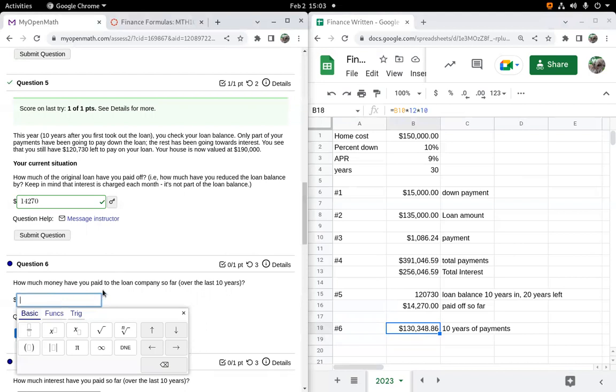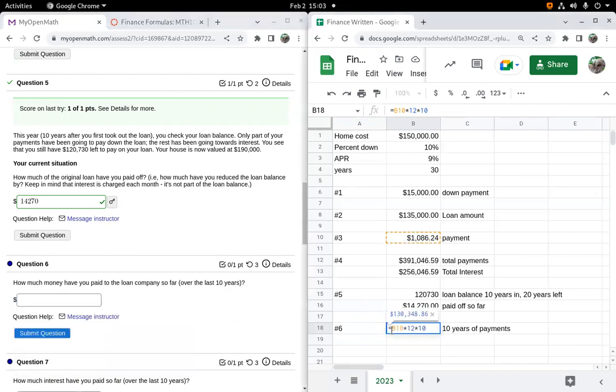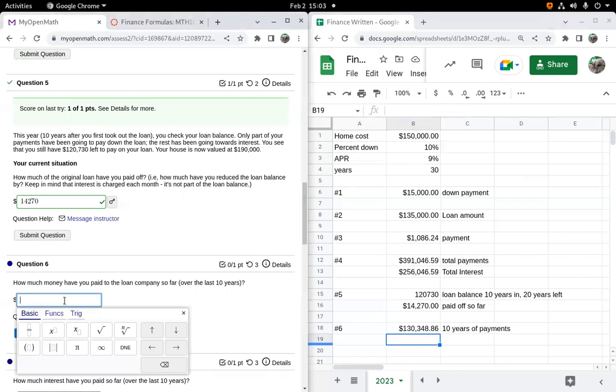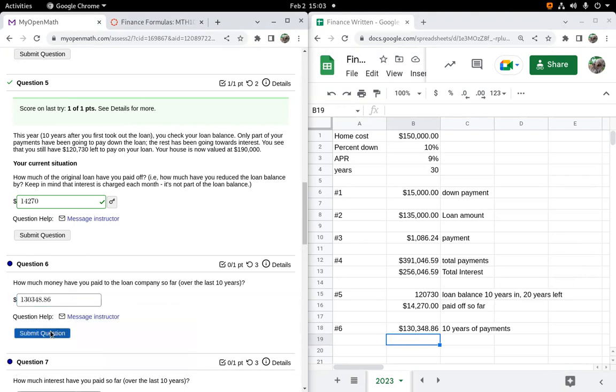So let's double check that I answer the right question. How much money have you paid the loan company so far over 10 years? All right, yeah. My payment, 12 months in a year times 10 years. Double check, my payment times 12 months a year times 10 years. Yep, looks good. So double check everything before you type it in, because if you type it wrong, you lose points. Be careful. All right, did I get that right? $130,348.86. That looks okay to my eyes.